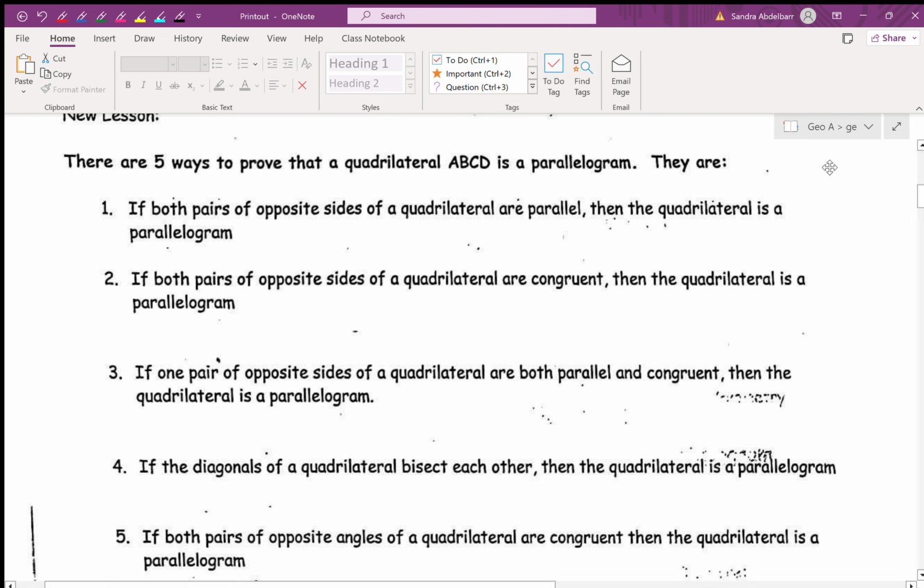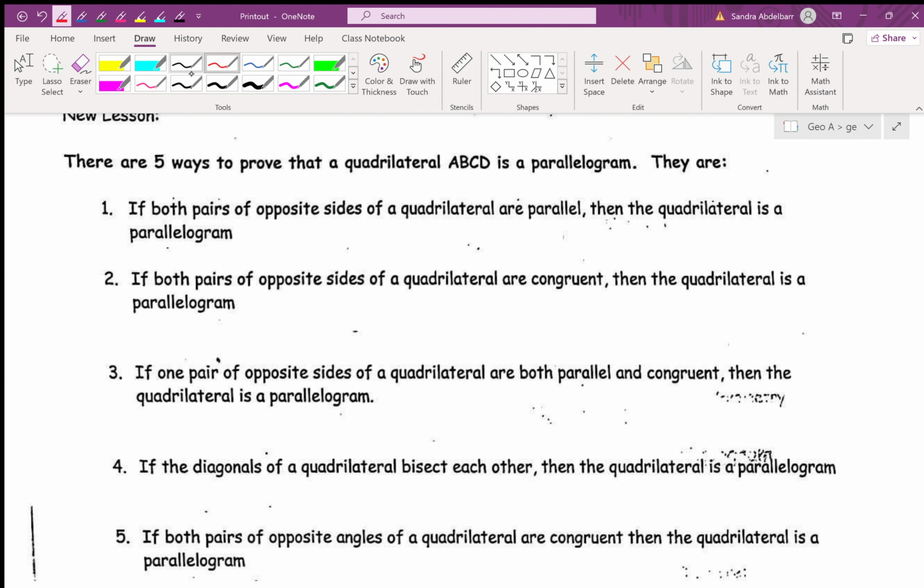So there are 5 ways to prove that a quadrilateral is a parallelogram. I'm going to read it to you, I'm going to tell you the shortcut, and I'll show you what that will look like. So if both pairs of opposite sides of a quad are parallel, then the quadrilateral is a parallelogram. All right, shortcut. It's not that short.